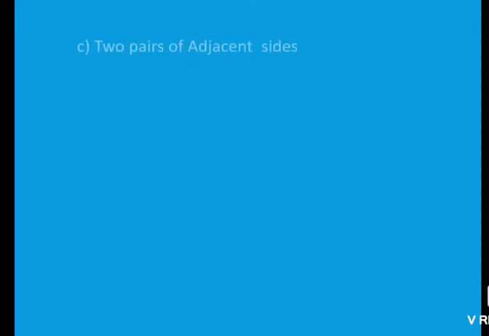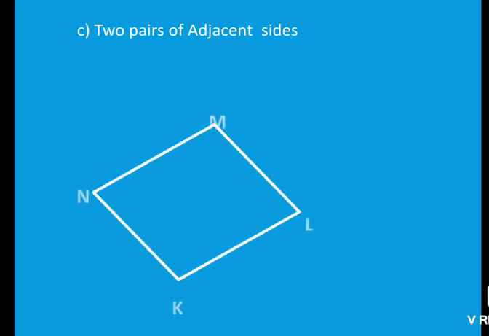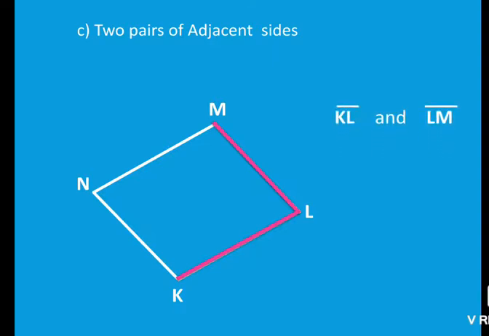Next question, C question: two pairs of adjacent sides. We need only two pairs. Look at the screen. Here you can see KL and LM. KL and LM are adjacent. Next pair, starting from LM, LM and MN are adjacent sides. They are nearest sides.